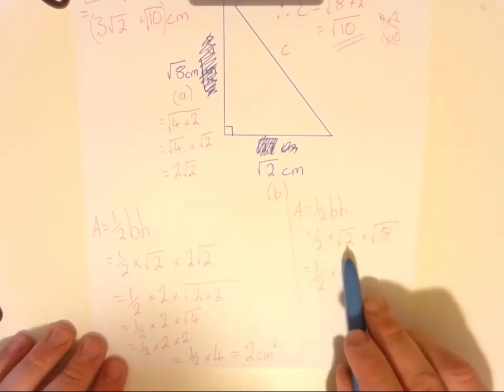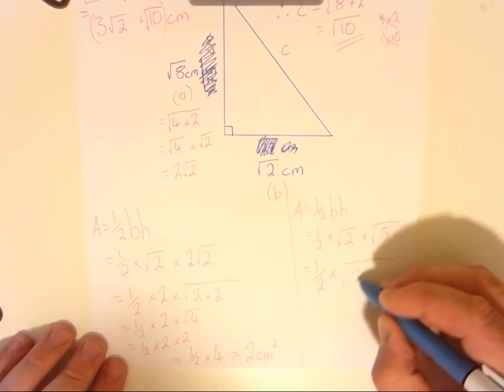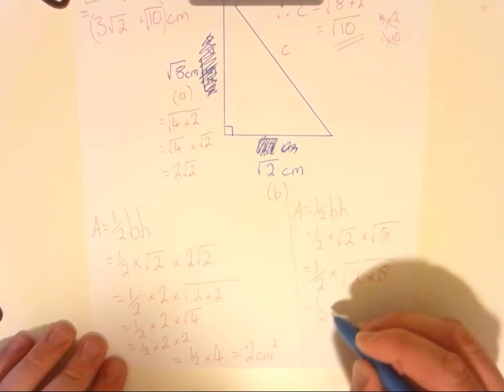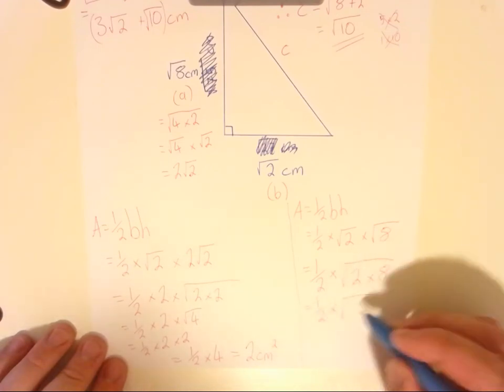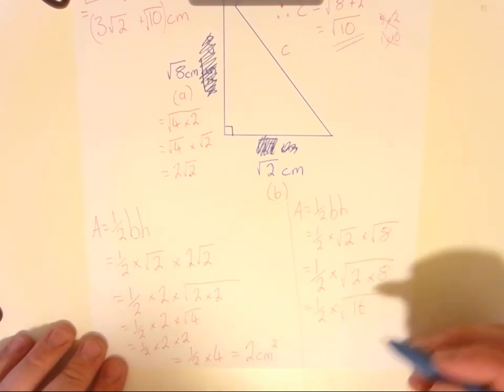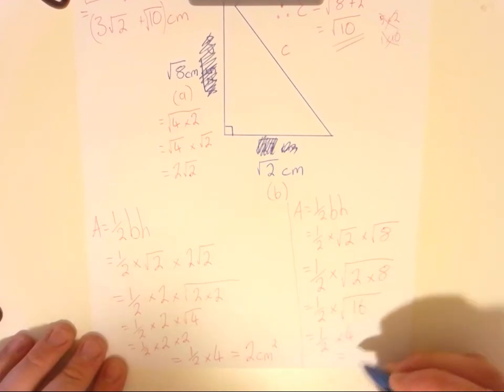Now again, using my surd law, I can combine these two things to get the square root of 2 times 8. 2 times 8 is 16. Hopefully we're aware the square root of 16 is 4. So we're getting a half times 4, which equals again 2 centimeters squared.